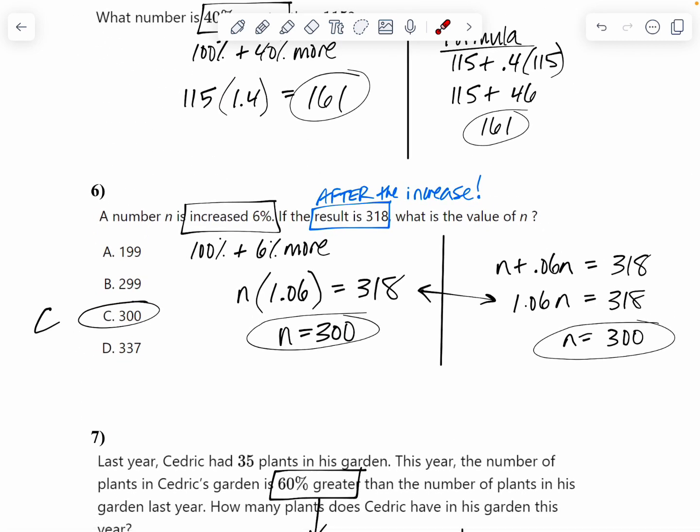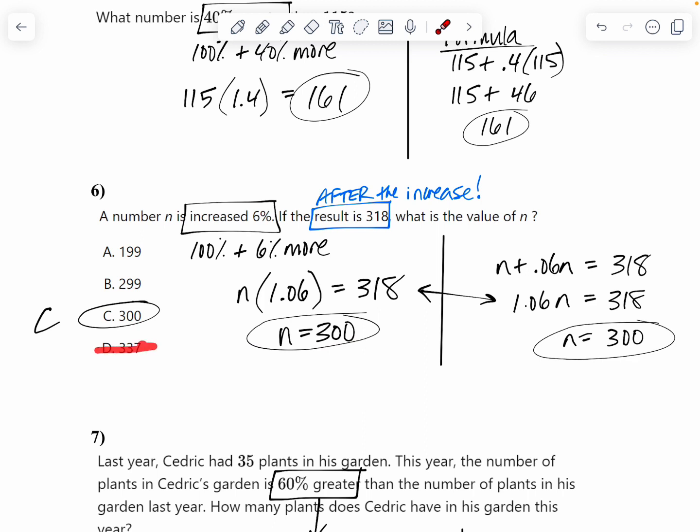All right, how about number 6? A number n is increased by 6%. The result is 318. This is the answer after the increase. So we're taking a number n. I don't know what the number is, but I am increasing it by 6%, which means I have the 100% of the original number plus another 6%. That means I'm multiplying by 1.06. It's 106% converted to a decimal, 1.06. I don't know the original number, but I'm multiplying it by 1.06, and I know that the answer is 318. Now I can just divide both sides by 1.06 and get 300.